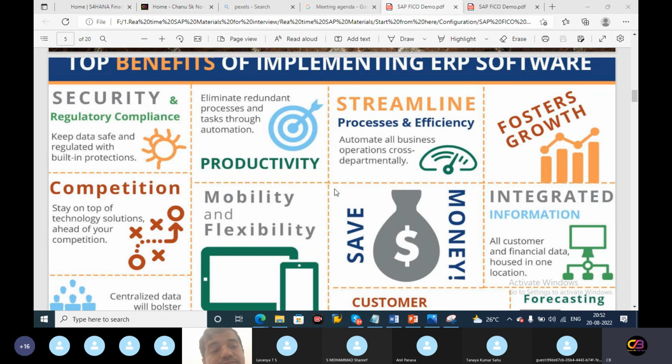SAP's database is a more powerful database. HANA is the database. HANA means it's a database. Earlier, in the ECC version, ECC ERP EHP 7, there was no database. SAP had no database of its own in the ECC version. ECC is the old version, while HANA is the latest version.